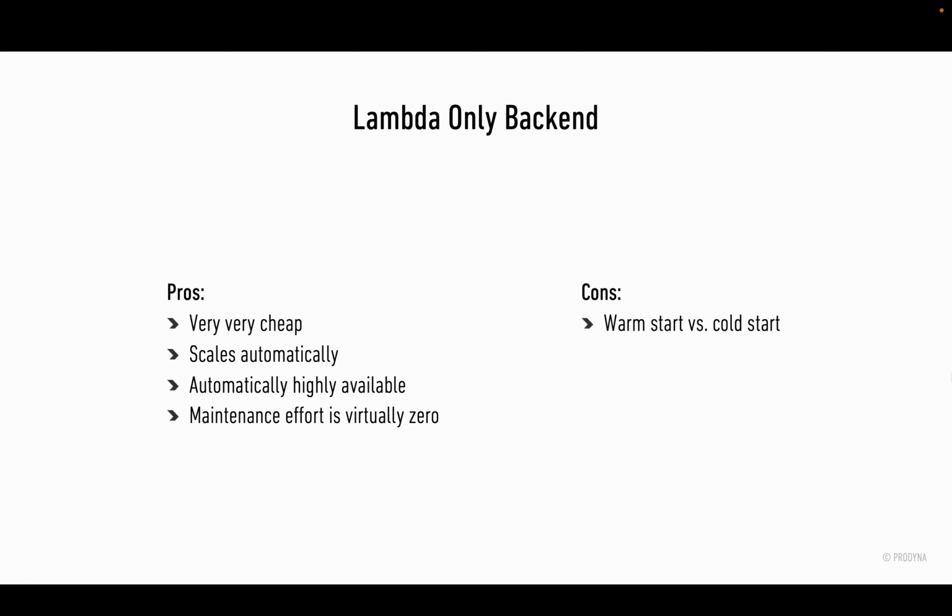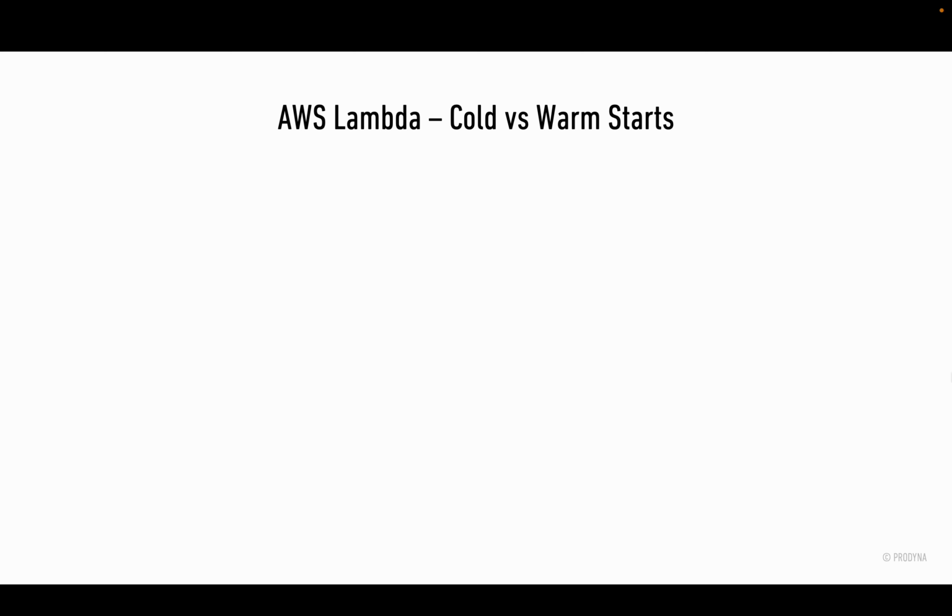The cons are the warm start versus cold start problematic. We needed to place our Lambda functions in a VPC, and this makes some problems. And the last point is not really a con, but it's something that's very interesting, that less RAM doesn't mean that it's cheaper. And now I want to talk about the three cons a little bit more into detail.